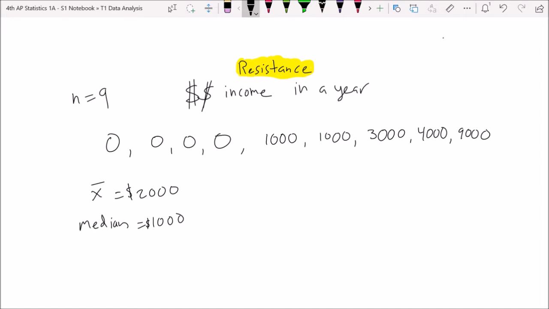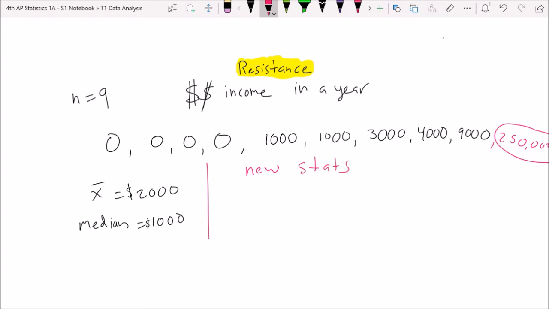Now, to illustrate what resistance is, imagine now that someone with a really high income walked into the room, like somebody, maybe they're a doctor or a big time lawyer, and they make $250,000 a year. That's not 250 and then 0. This is a single number, $250,000. So these were our statistics in the beginning. Now we have our new stats.